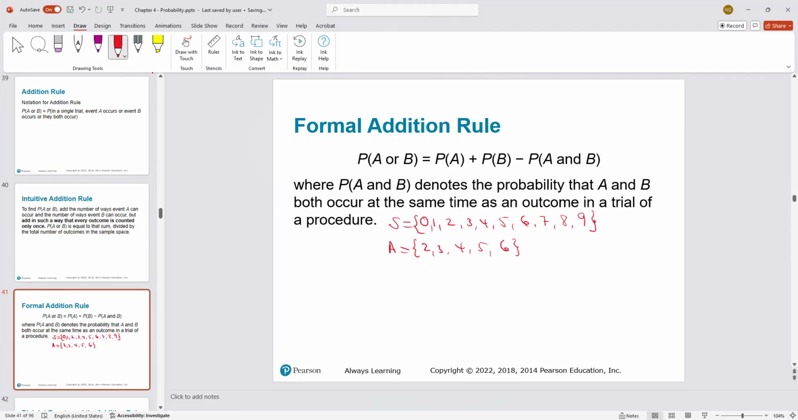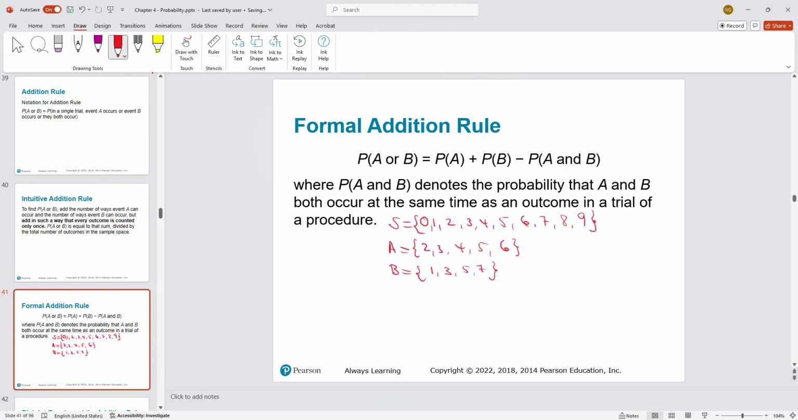Now event B, let's do event B. Maybe event B is an odd number: 1, 3, 5, 7, if you're okay with that, right?